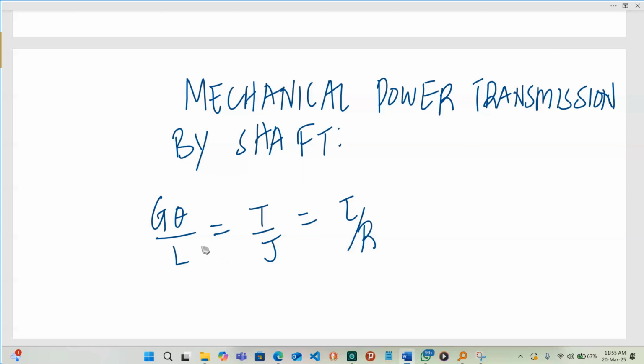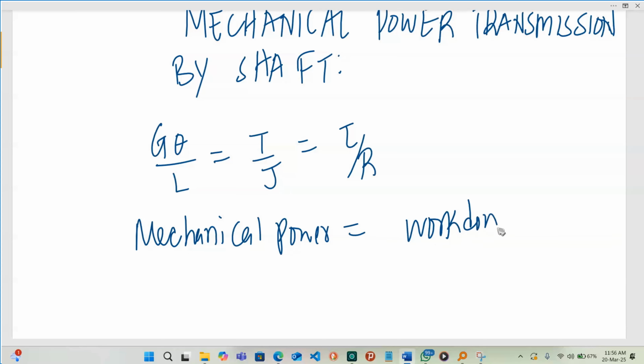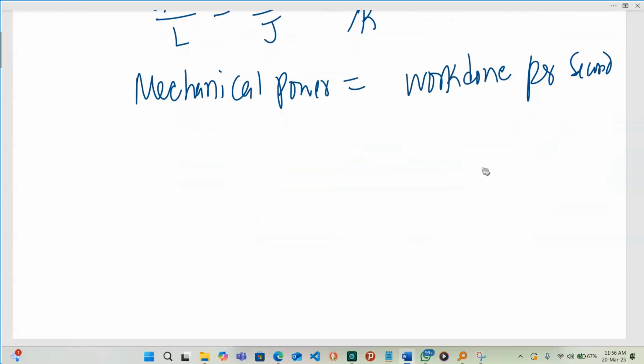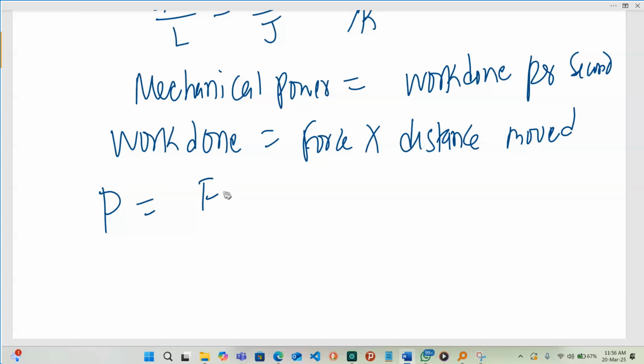So let's look at, first of all, mechanical power, which is defined as work done per second. Now, work done is defined as force times the distance moved by the force. So if we want to get power, this will be F times X, whereby X is the distance.